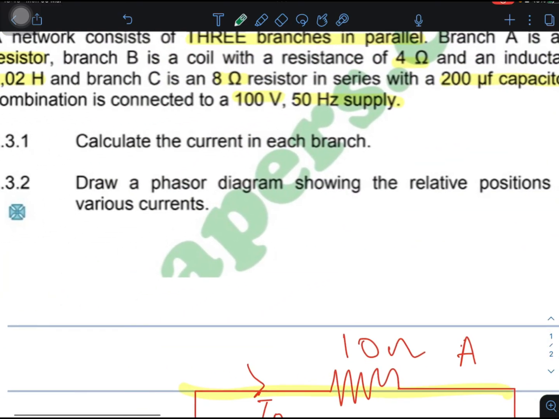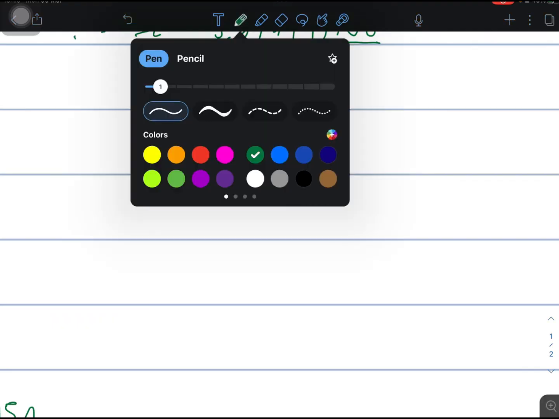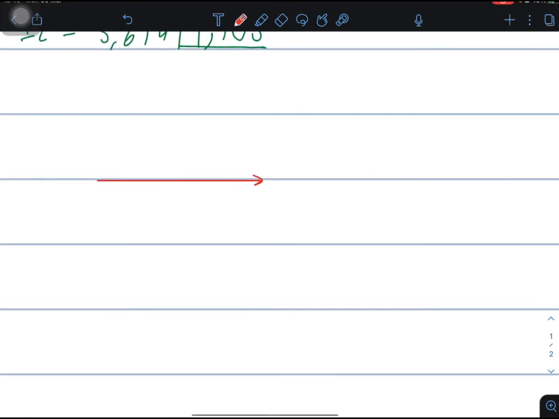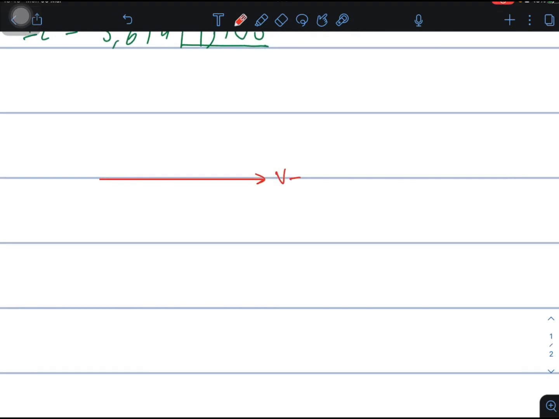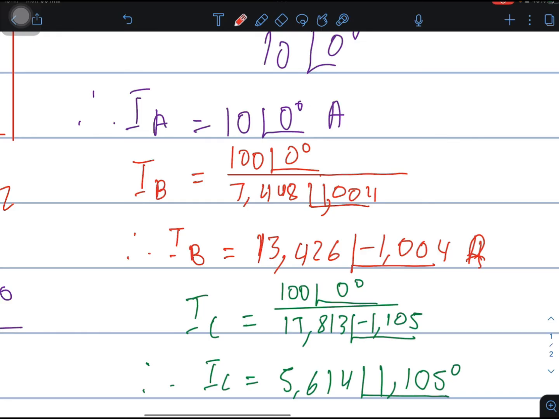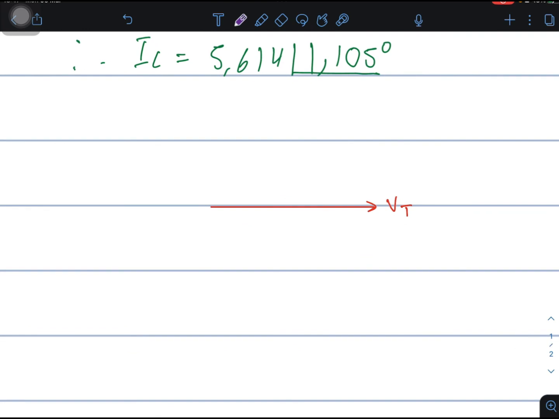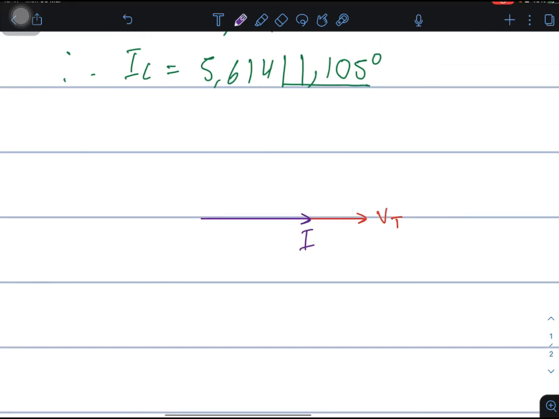The next question says, draw a phasor diagram showing the relative position of the various currents. Let me first draw the voltage source. Since the voltage source is the reference, we put it on the horizontal line. First let us look at IA. IA is 10 at angle 0, which means IA is in phase with the supply voltage, so it will be here, in phase with it. So this is IA.